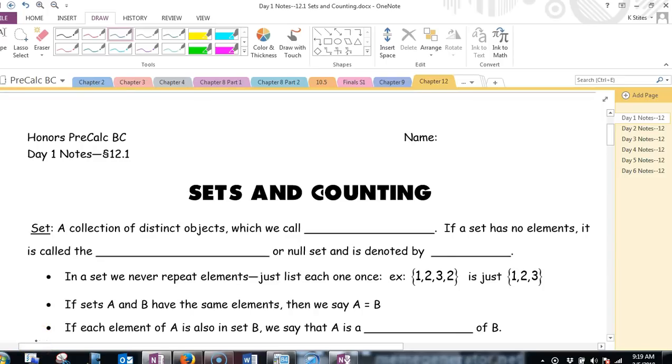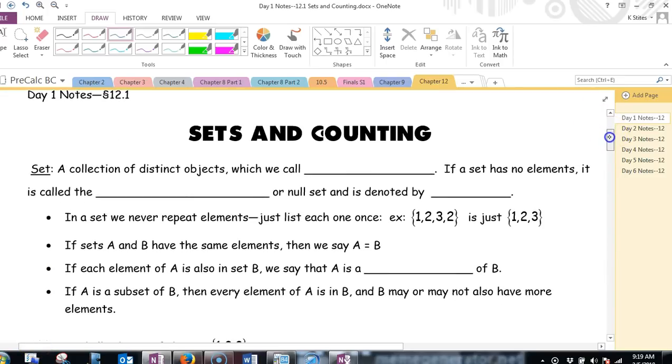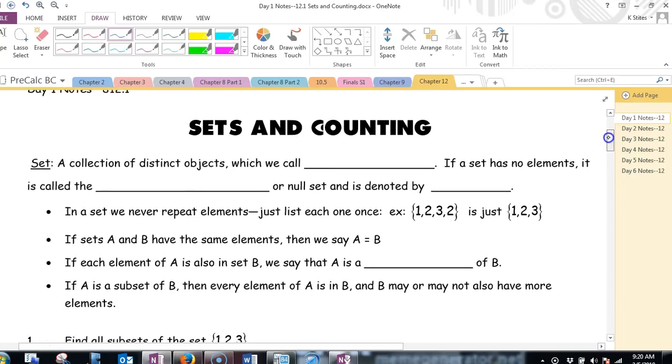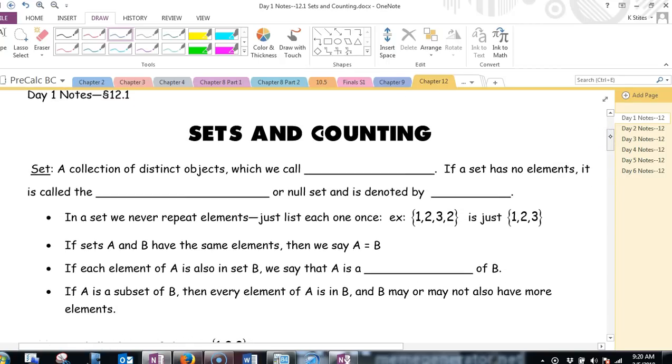Hello, Pre-Calc BC. Today we are starting our probability unit. We are going to begin with sets and counting. So what is a set? A set is a collection of distinct objects, which we call elements.